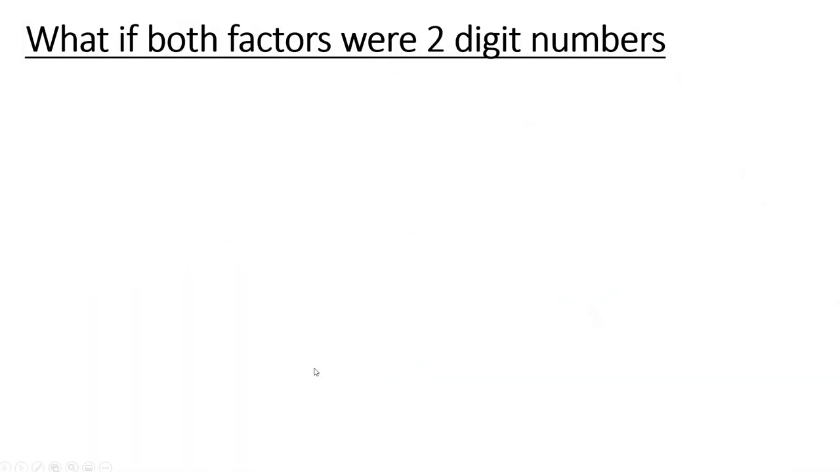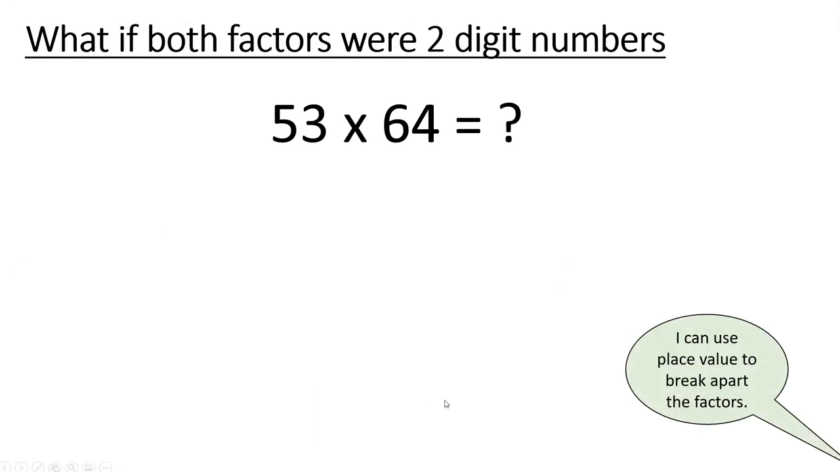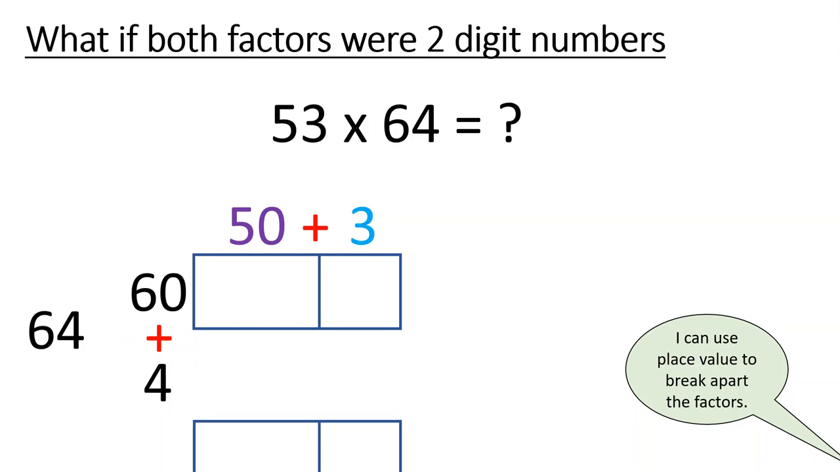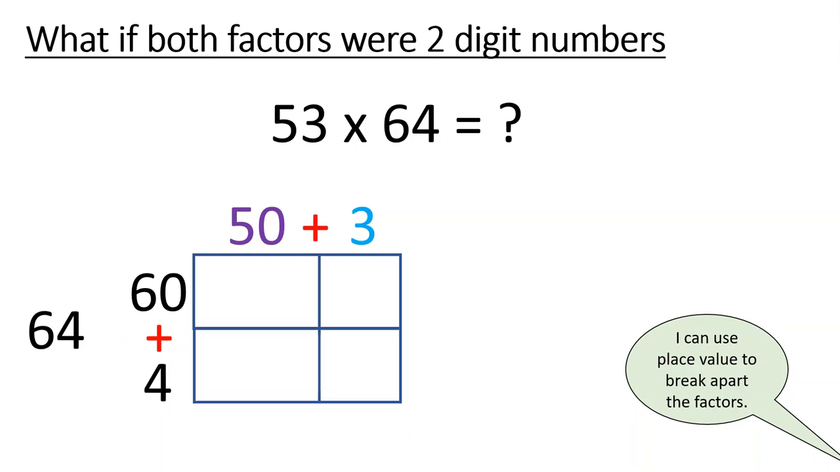So how does that work when there's 2-digit numbers? It's not that hard. We just use place value to break apart both factors. 53 is 50 plus 3. 64 can be broken apart into 60 plus 4. And it becomes the other side of our area model. We've got this nice little area rug for our living room. And then we just find each part.